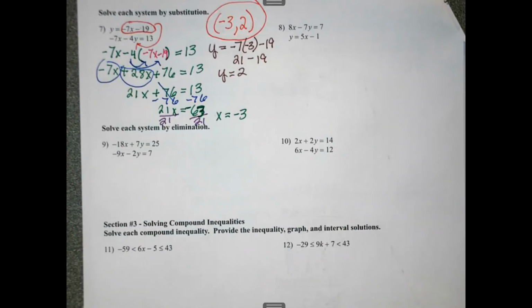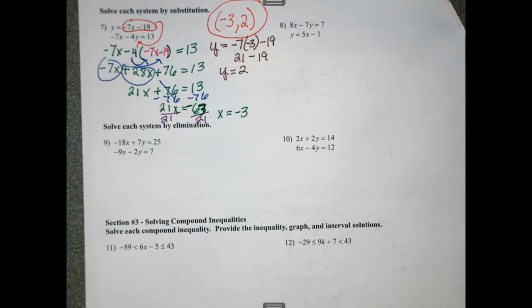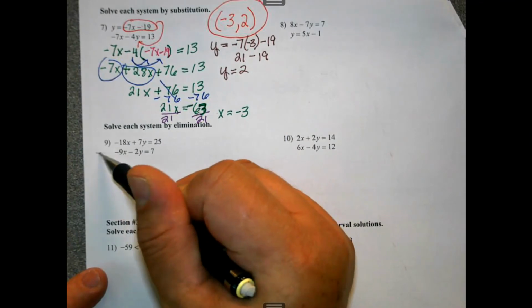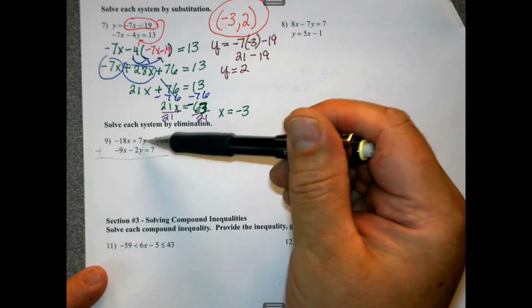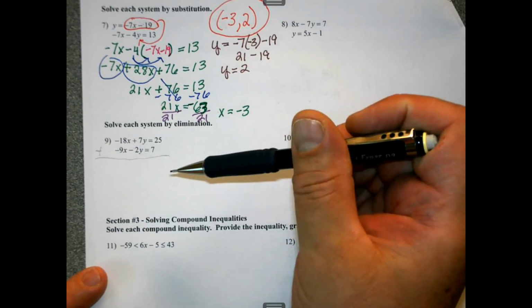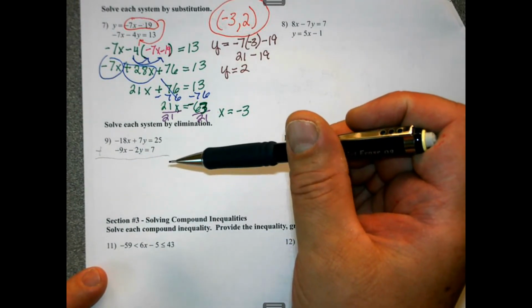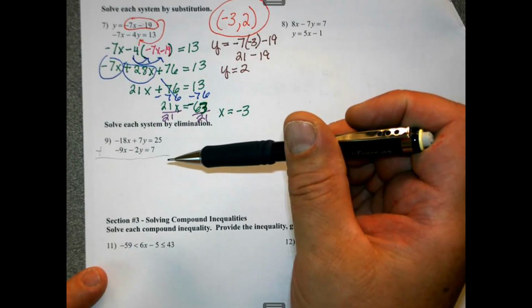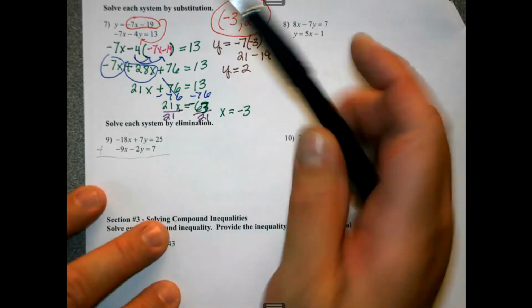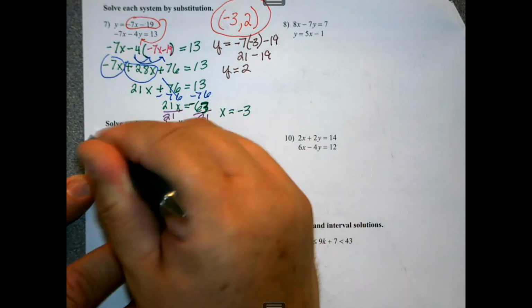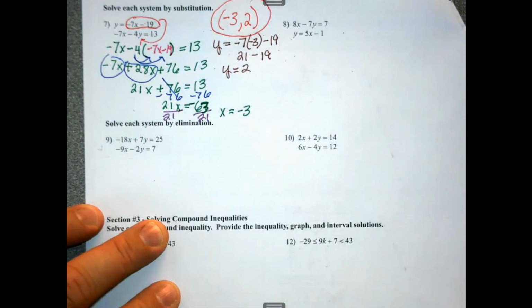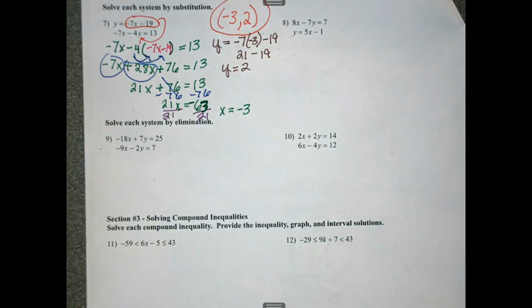All right, elimination. Now remember, we're going to end up adding these together, right? If we add these two equations together, will we eliminate any of the variables? No. So since we're not going to be able to eliminate any of the variables, we're going to have to multiply one or both so that when we add them, we're going to eliminate one of the variables.